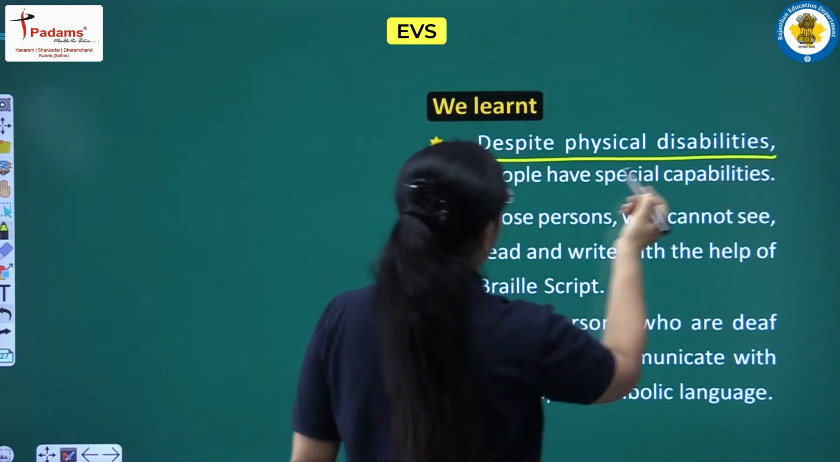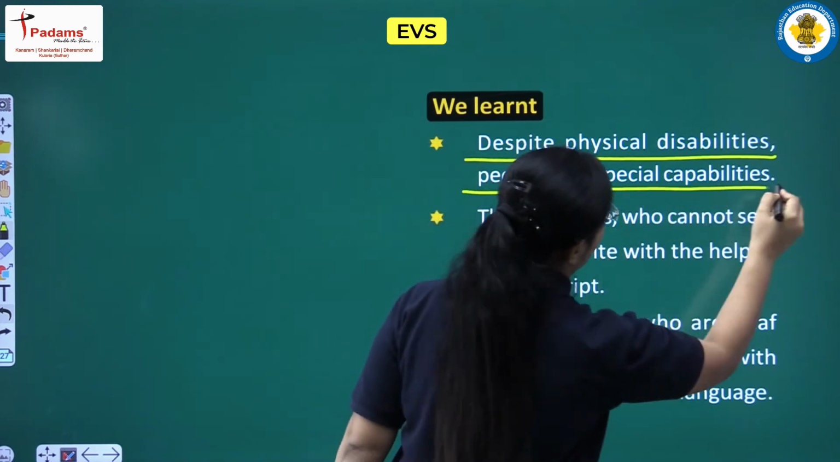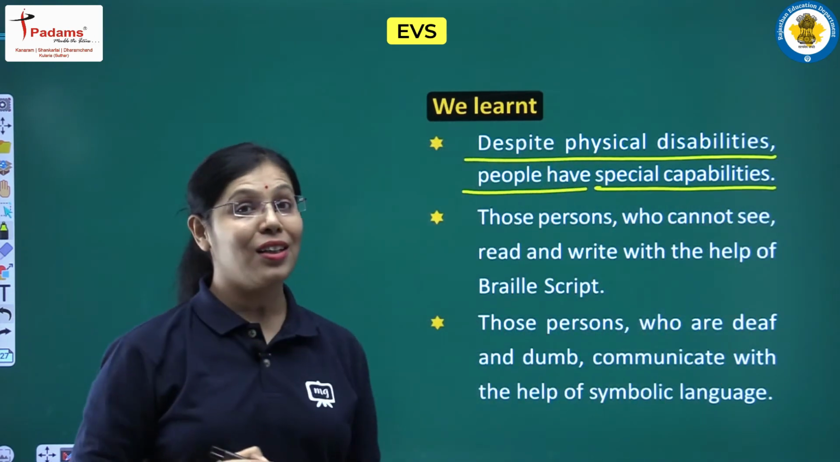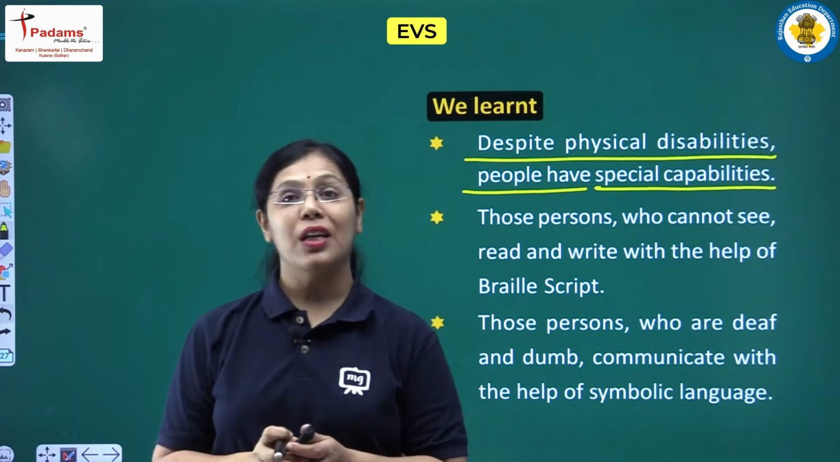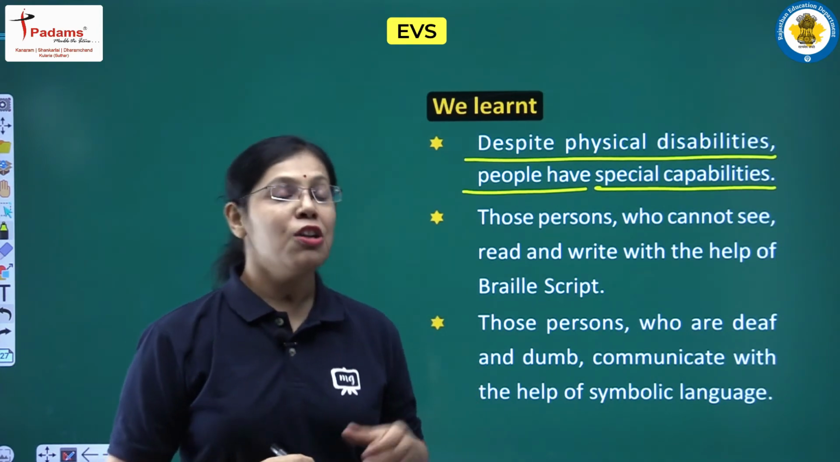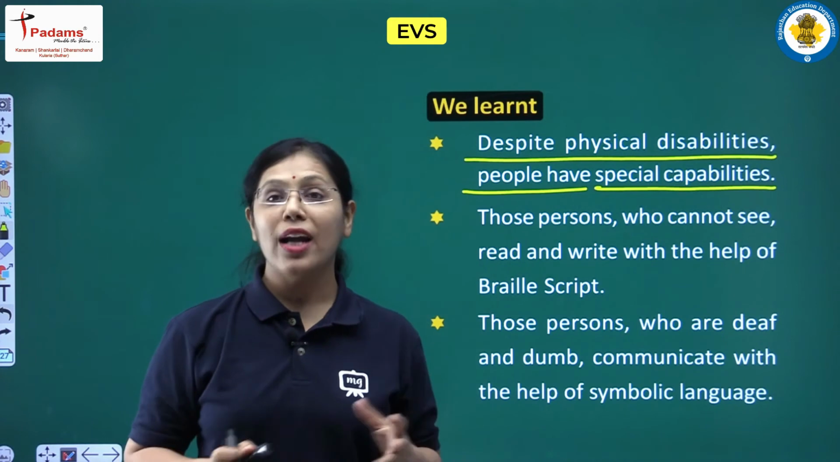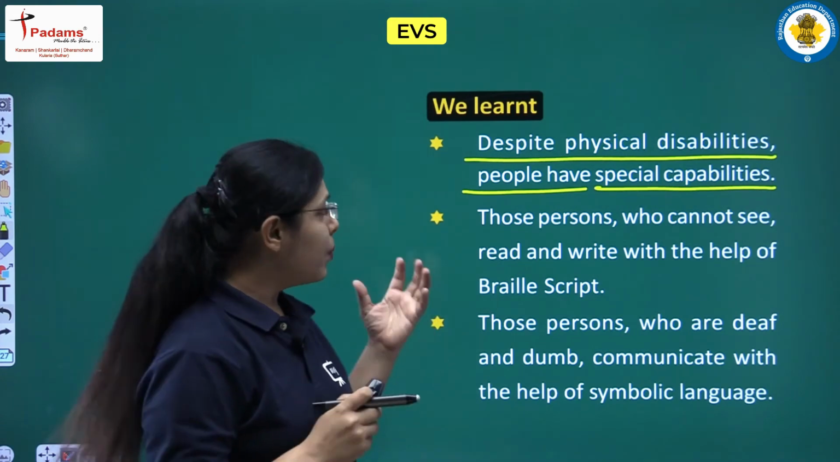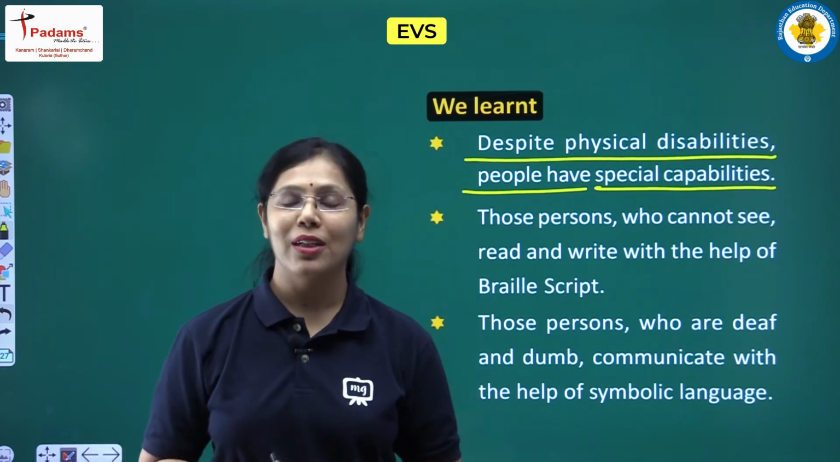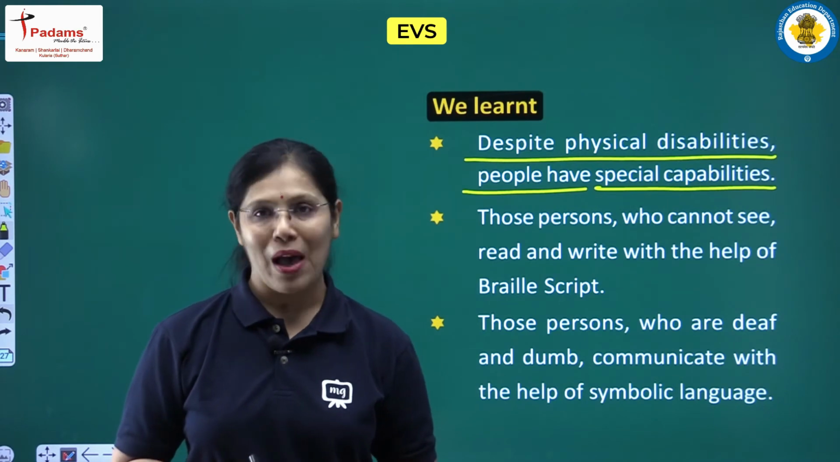Despite physical disabilities, people have special capabilities. So we learnt about Helen Keller, we came to know about Louis Braille. So you need to remember that despite physical disabilities, people are having special abilities or special capabilities.